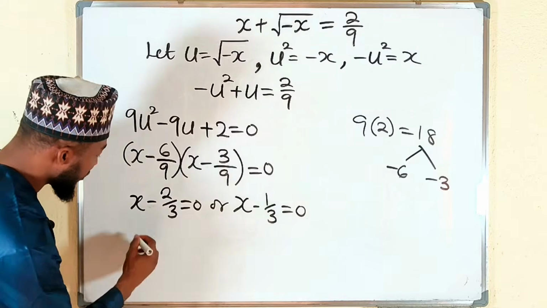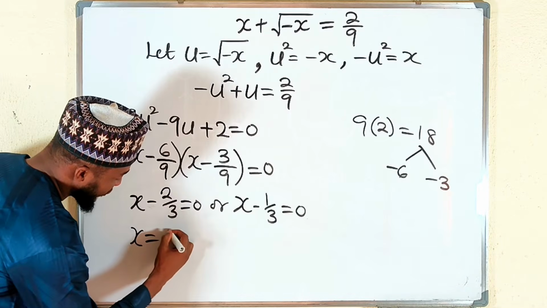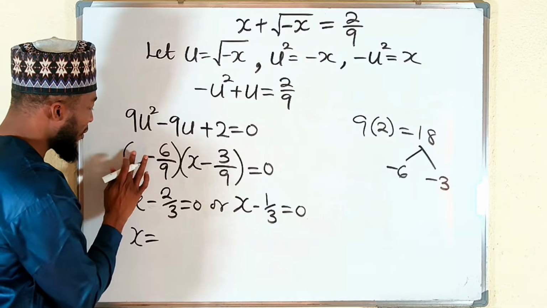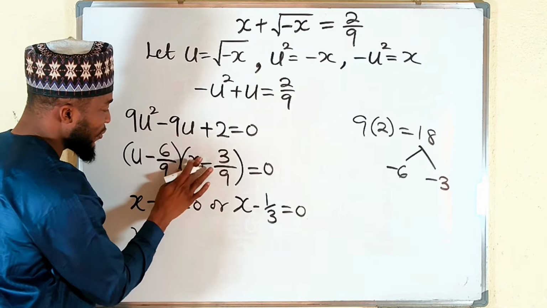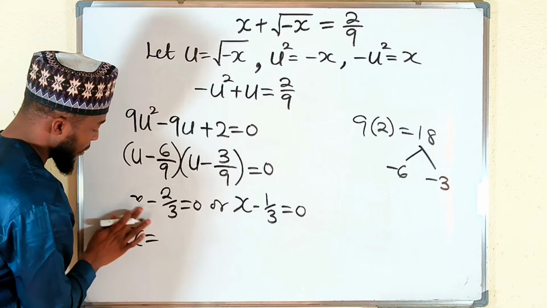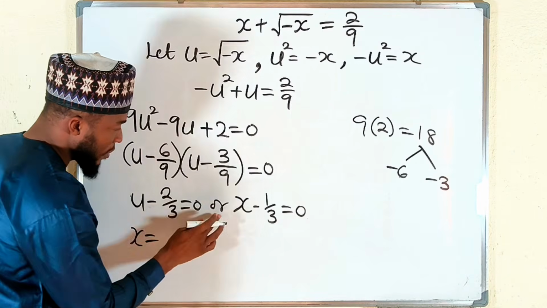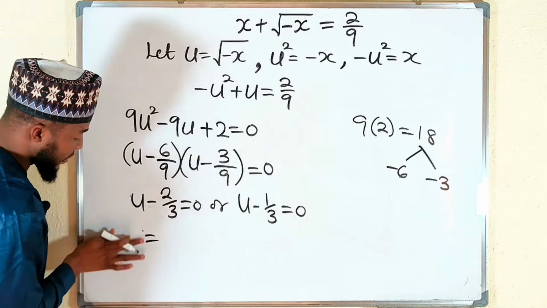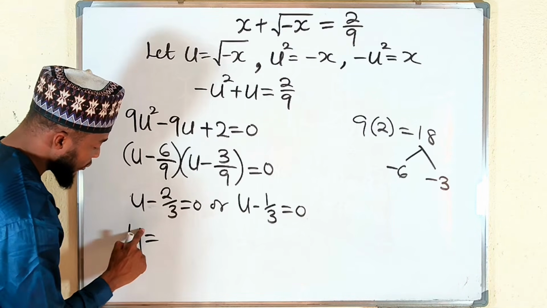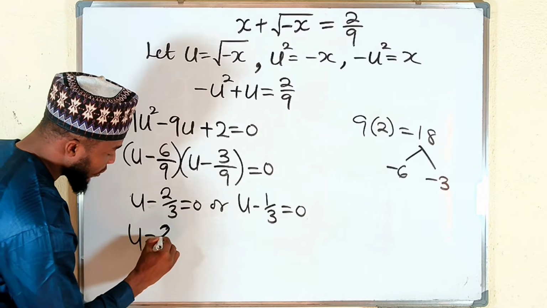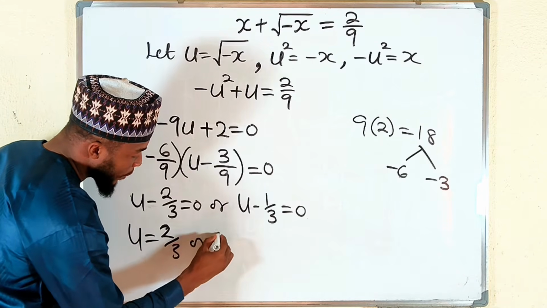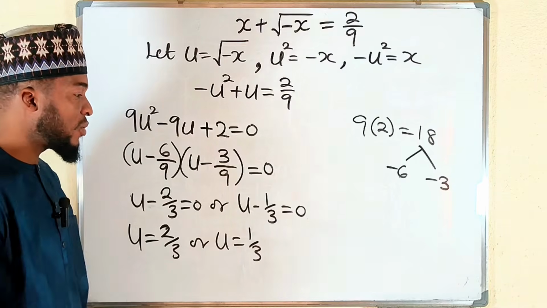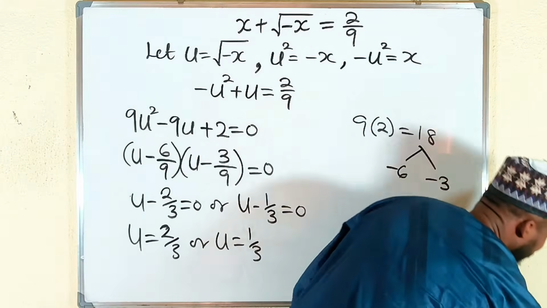So the two solutions are x equal to, oh my god, remember I was using u, so it is supposed to be u. So u is 2 over 3, or u equals 1 over 3. But remember, we are looking for x, not u. So let's find x.